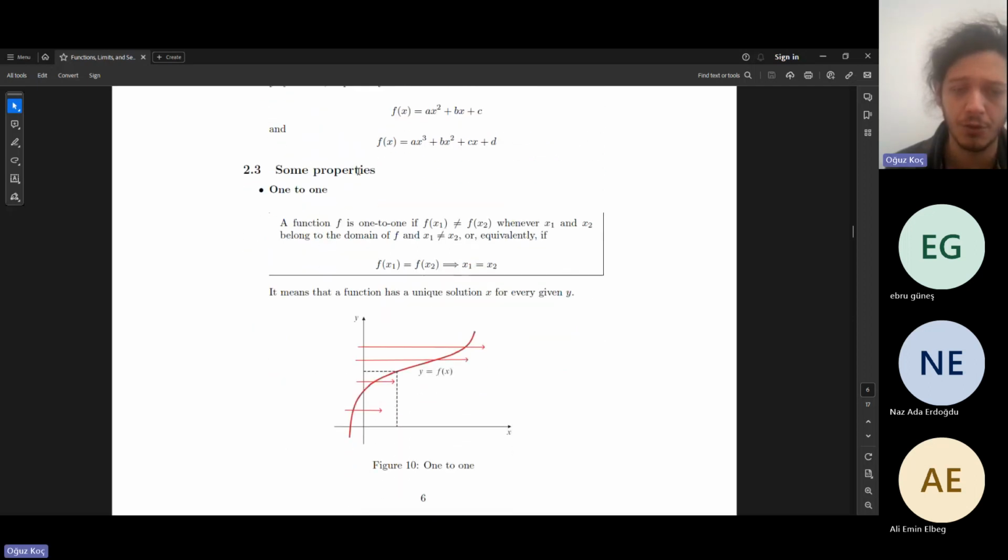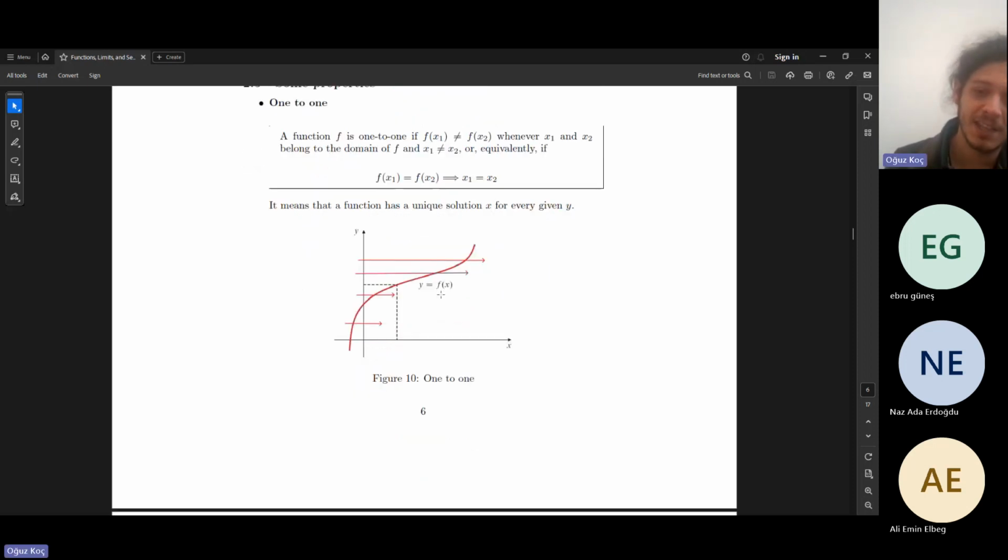Some properties can also be useful for the rest of the lectures. One-to-one property. There is a mathematical definition. A function f is one-to-one if f of x1 is not equal to f of x2, whenever x1 and x2 belong to the domain of f, and x1 is not equal to x2. If these are satisfied, we say that the function is one-to-one.